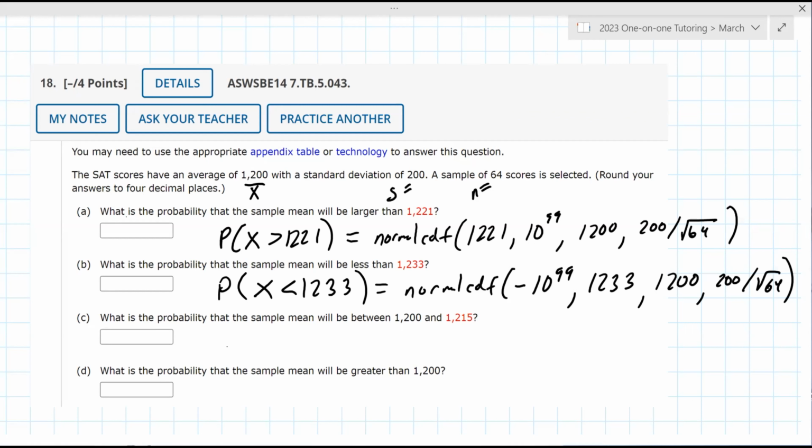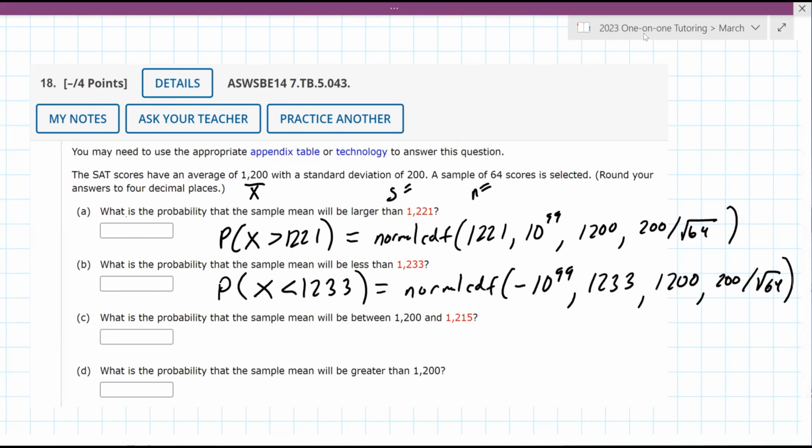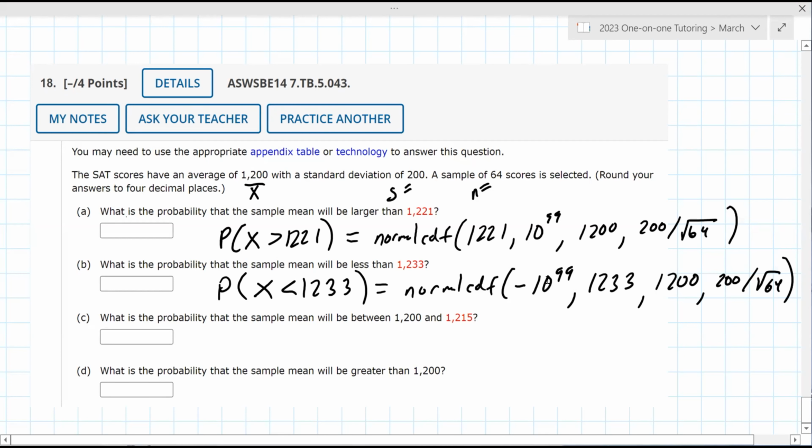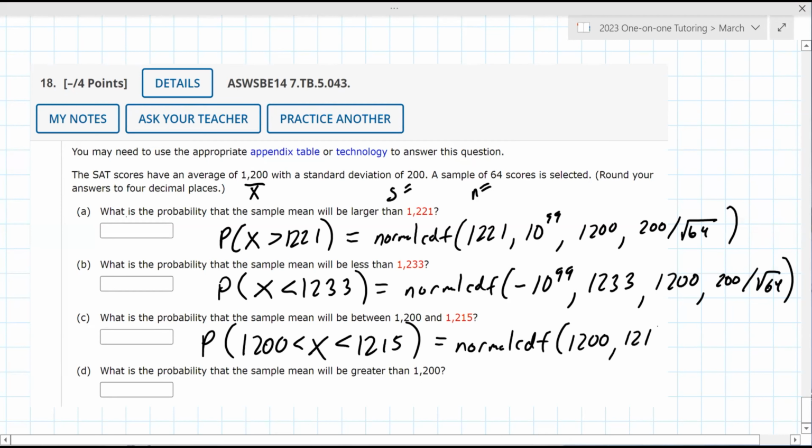Make sure it's the negative symbol, which is under the 3. Oh, okay. All right, so for the third one here, it's between 1200 and 1215. You're going to use normal CDF yet again. This time they give you the lower and the upper, so you just put those in. Mean still the same, standard deviation still the same, and so on.